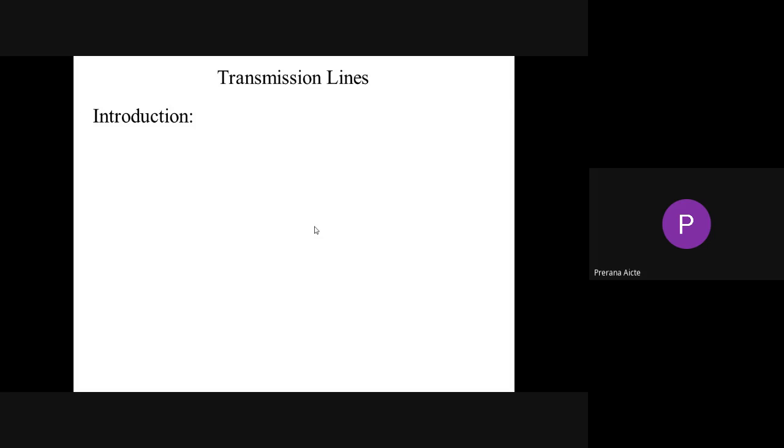Next, what are the different types of transmission lines? There are different types of transmission lines: two-wire transmission lines, coaxial cable, waveguides, microstrips, and optical fiber or fiber optics. Two-wire transmission lines or two-wire balanced lines, then coaxial cables, then waveguides, microstrip, and fiber optics or optical fibers.